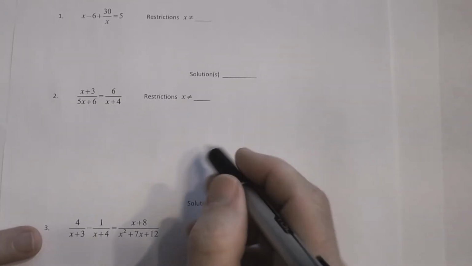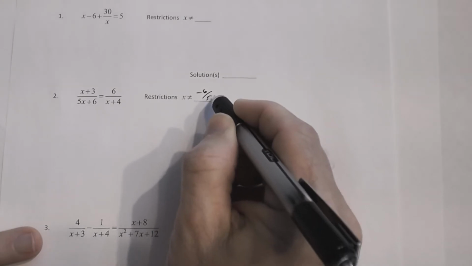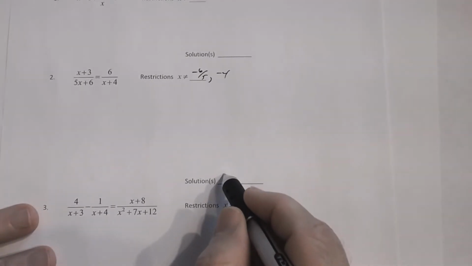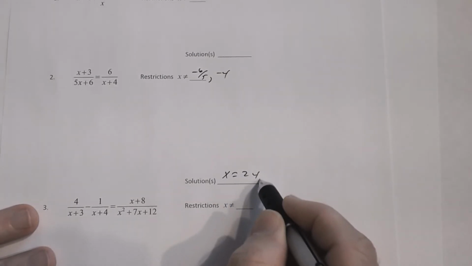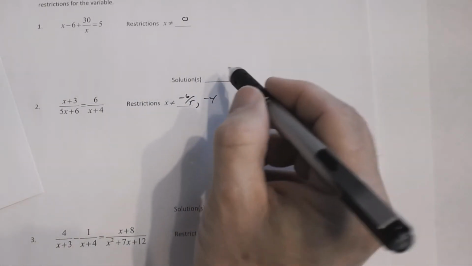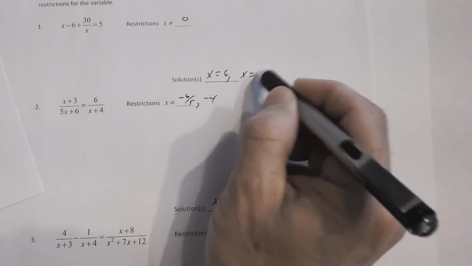So let's see. Number 2, let me write down the answer. For number 2, the restrictions we said were negative 6/5 and negative 4. And our solutions were x equals 24 and x equals negative 1. And number 1, the restriction was 0. And our solutions were x equals 6, comma, x equals 5. Okay.